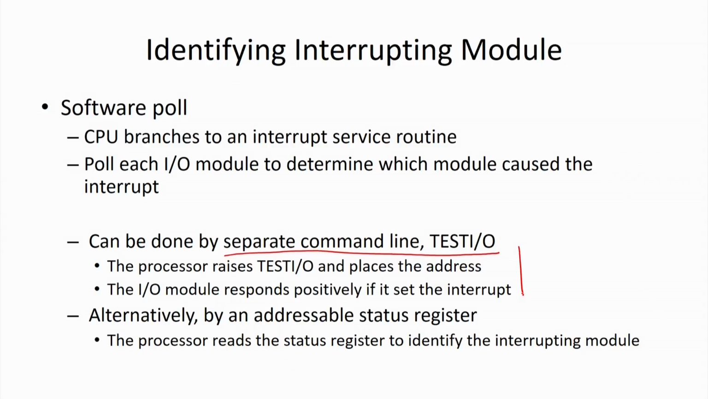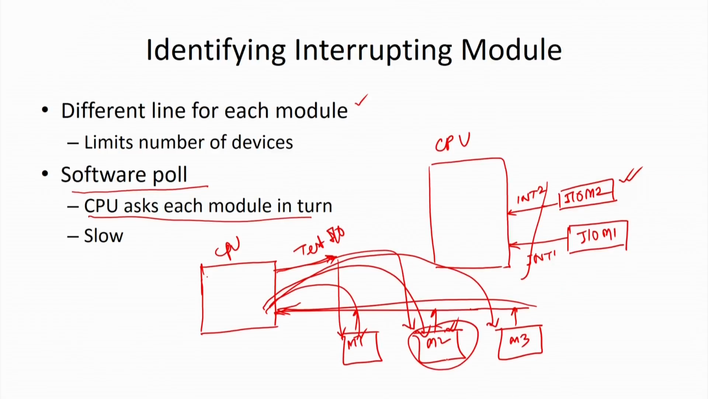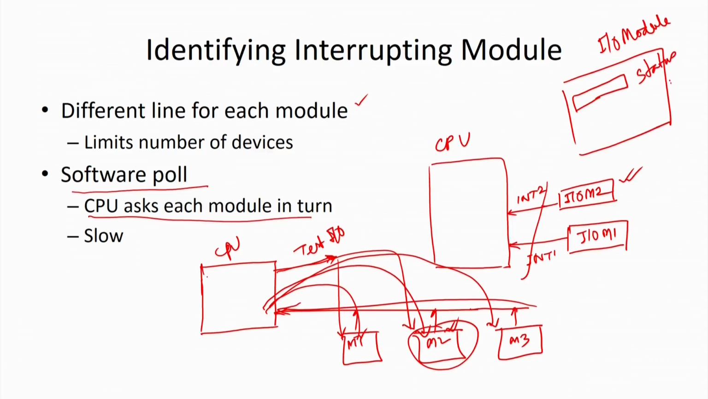The second way is by an addressable status register. Already I said that if I have an I/O module, then we have a status register. In the last class I think I explained that we have a status register. Here we may have one bit position, known as the interrupt bit. When this I/O module sets the interrupt, it will set this particular bit to 1. That means it indicates that an interrupt has been raised by this particular module.